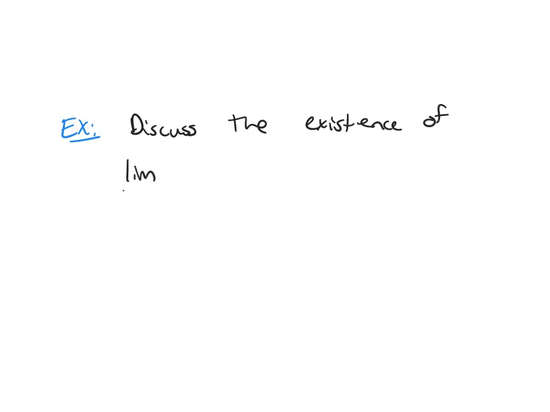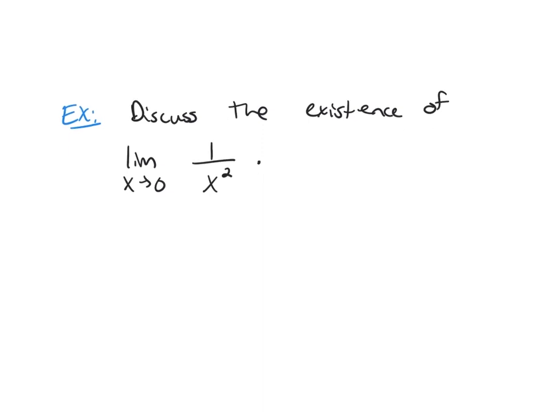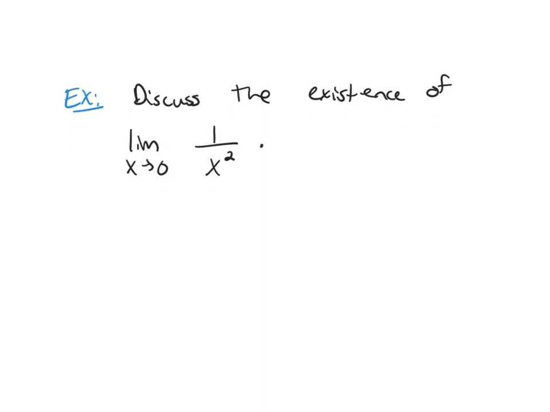Let's look at one last example from this section. Let's discuss the existence of the limit as x goes to 0 of 1 over x squared. So again, we're going to look at this graphically. We're going to look at our function 1 over x squared and graph this function.